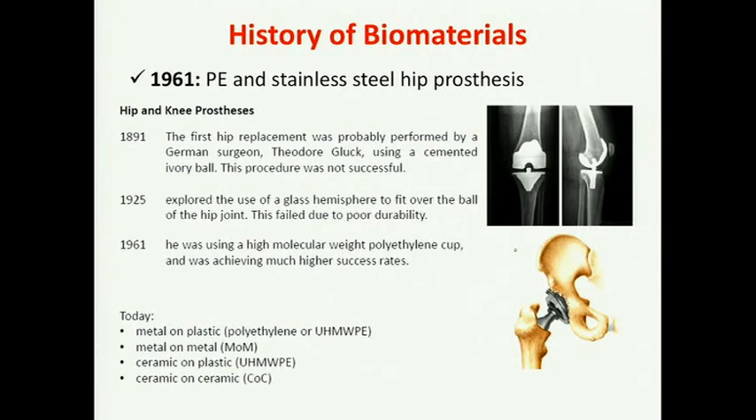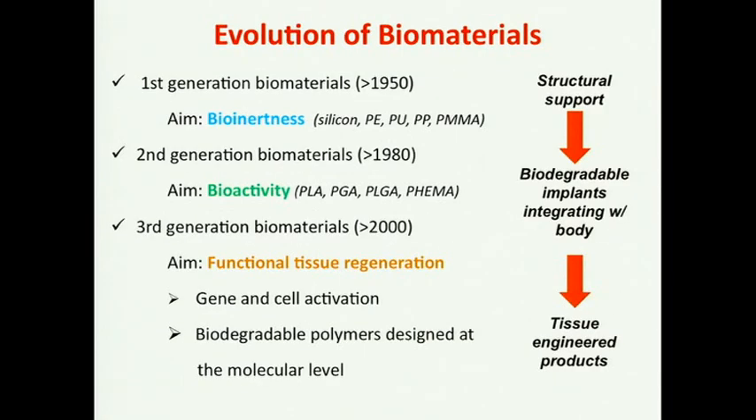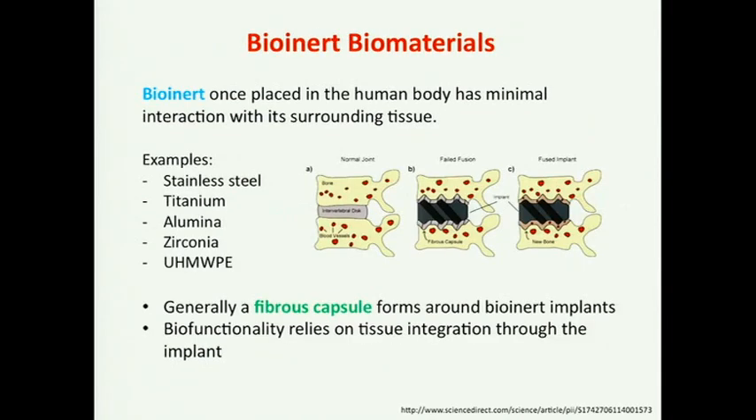And then in the 1960s, polyethylene and stainless steel started to be used in hip prostheses and everything. The important thing for us is that biomaterials as a field evolved starting from bioinert materials, and then they go all the way to bioactive and functional tissue regeneration pathways. So maybe we can go a little bit and say what these things are. Bioinert materials, as we understand, once placed in the human body, have minimal interaction with the surrounding tissue.